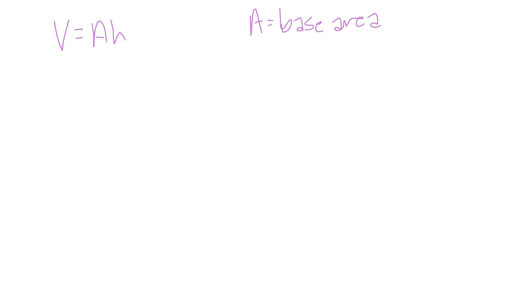But let's think about what if we have some sort of really weird irregular solid that looks something kind of like, I don't know, something strange like that, where we can't really just say, oh, that's pi r squared h, or that is length times width times height. That's not a regular shape.